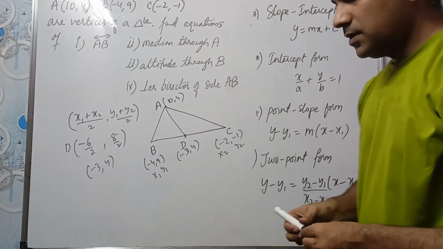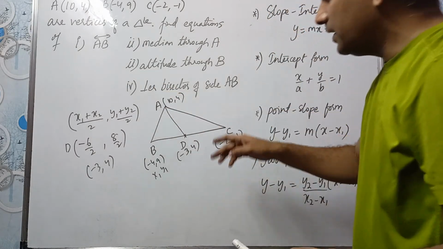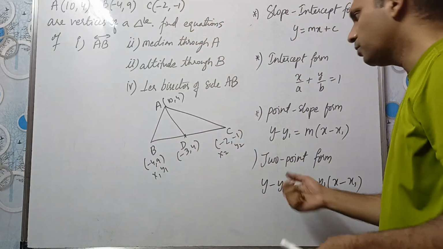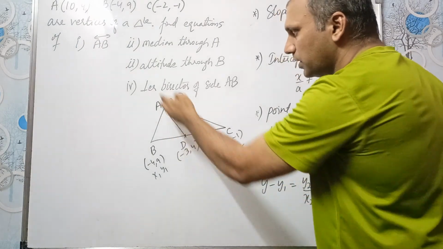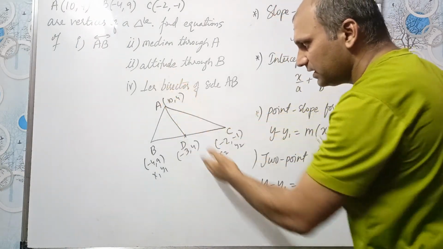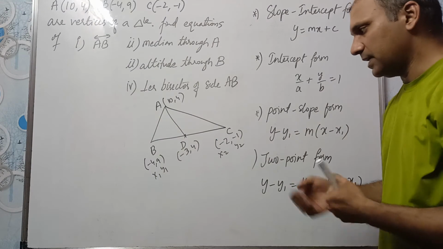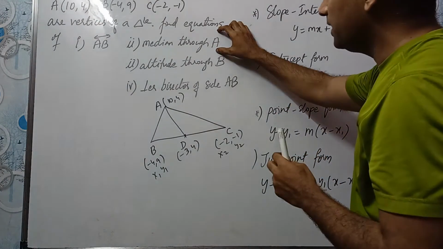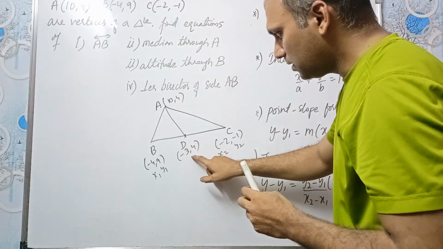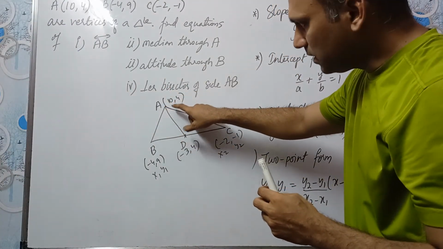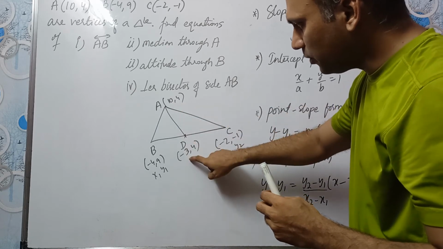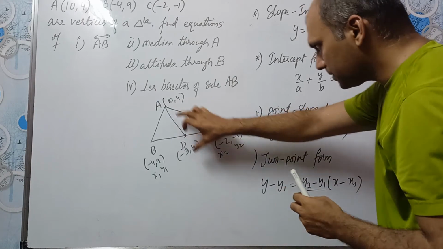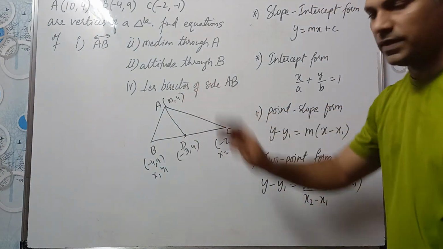We need to find the equation of AD, which means we can use the 2-point form because A is 1 point, D is 1 point. We have 2 points. Can we find the equation of AD? Yes, we can find the equation of AD. So I am leaving that for you. Median through A, I have explained the concept. Point A and point D are there, so we have 2 points. If you take this as x1, y1, x2, y2, substitute those values here, you will get the equation of AD.